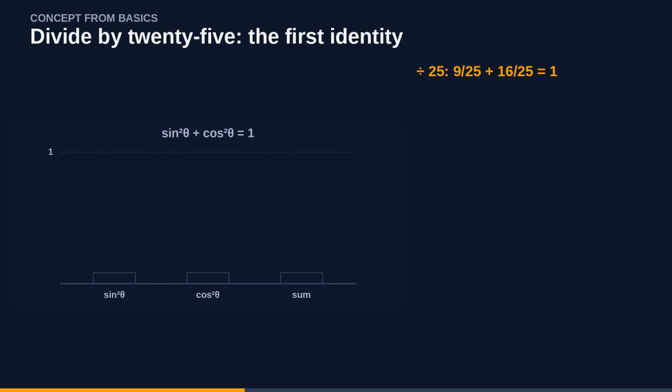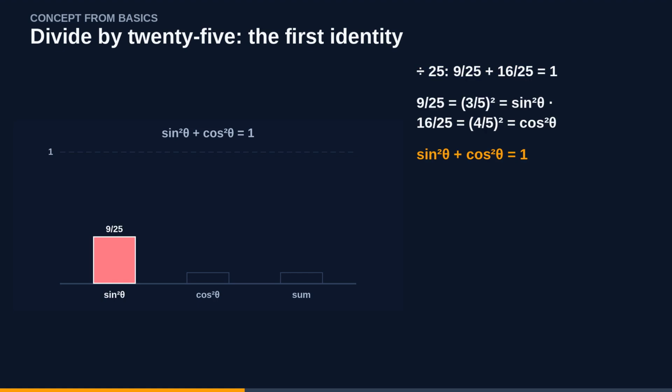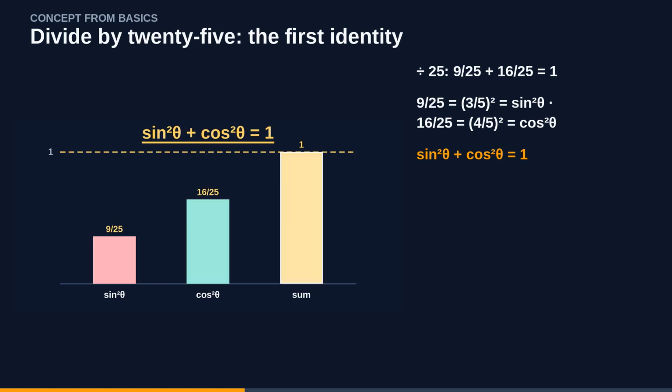Now make the first division. Divide 9 plus 16 equals 25 right through by 25. 9/25 plus 16/25 equals 1. Look at what those two fractions are. 9/25 is 3/5 squared, sin²θ, and 16/25 is 4/5 squared, cos²θ. Watch the two squares stack. Together they fill the unit bar exactly. That is the first identity. Sin² plus cos² equals 1, true for every acute angle, not just these numbers.